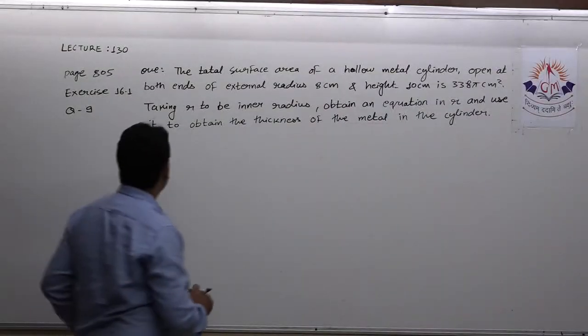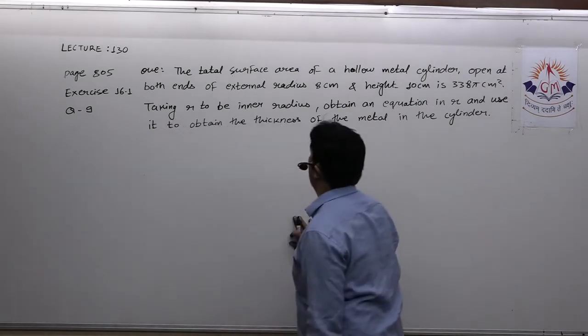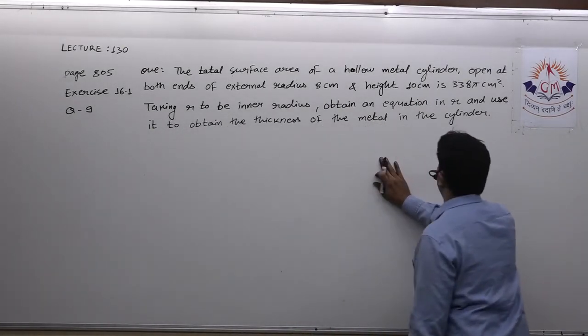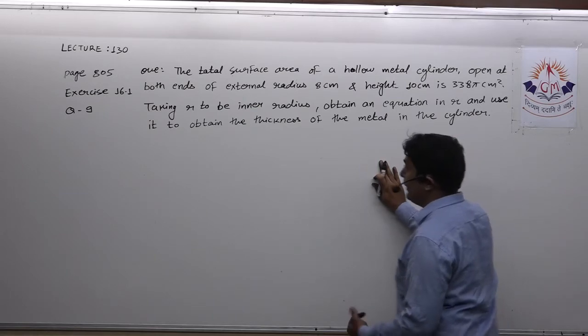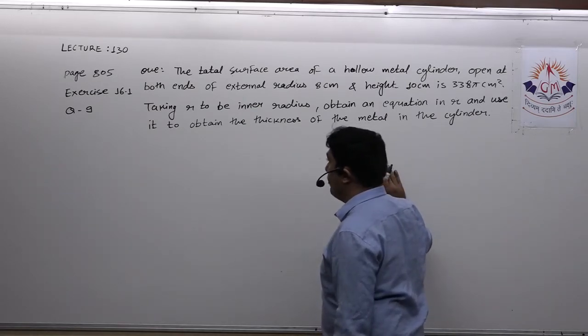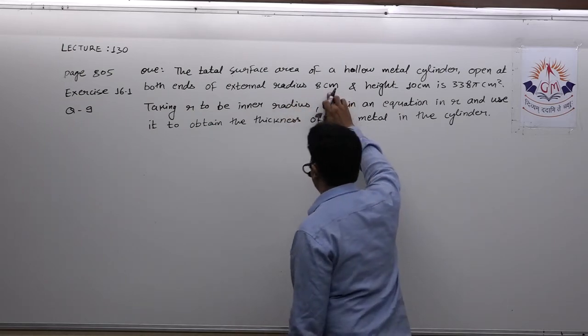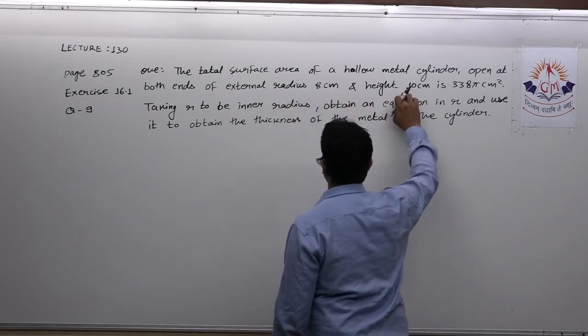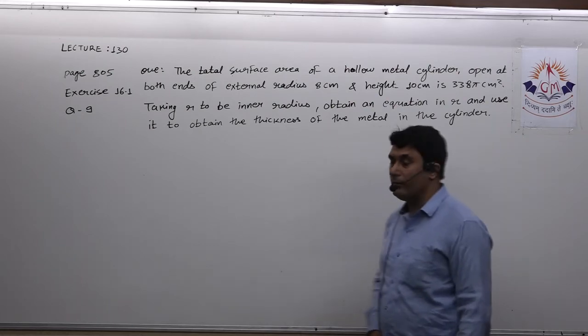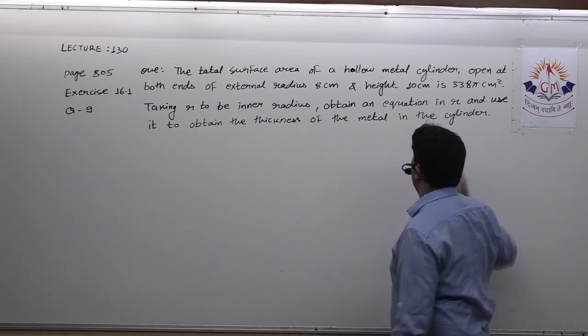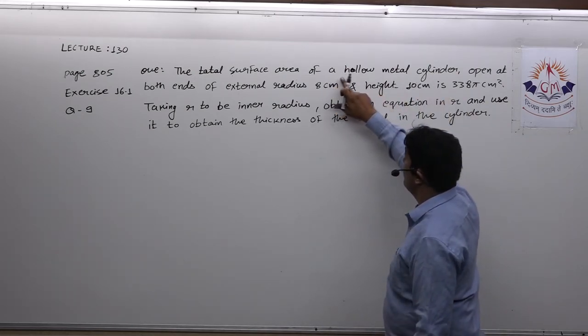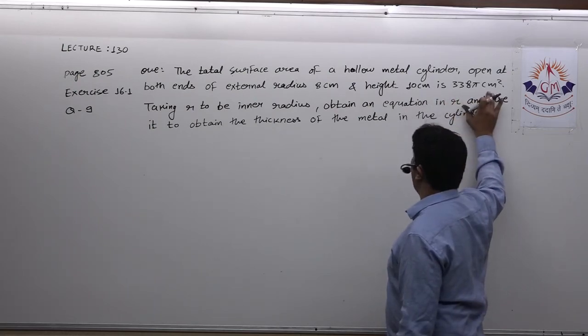Okay, so this is the next question. The total surface area of a hollow metal cylinder which is open at both the ends, of external radius 8 centimeter and height 10 centimeter. Its external radius is given as well as height is given. And it is given that the total surface area is 338 pi centimeter square.